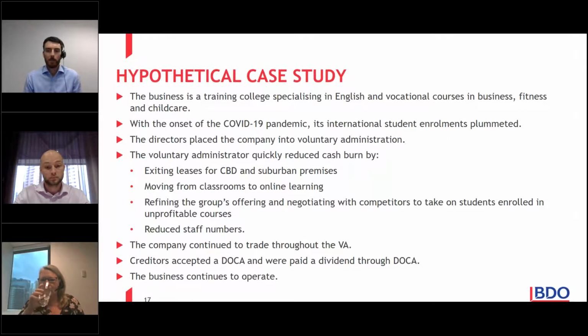We're going to talk about a business which was a training college specialising in English and vocational courses. They had a lot of international students, but with the onset of the COVID pandemic, their enrolments just plummeted. The directors made the choice to place the company into voluntary administration, and what the voluntary administrator did was they quickly reduced the cash burn. The process allowed for the administrator to exit CBD leases, reducing the cash burn, moving classes to online.